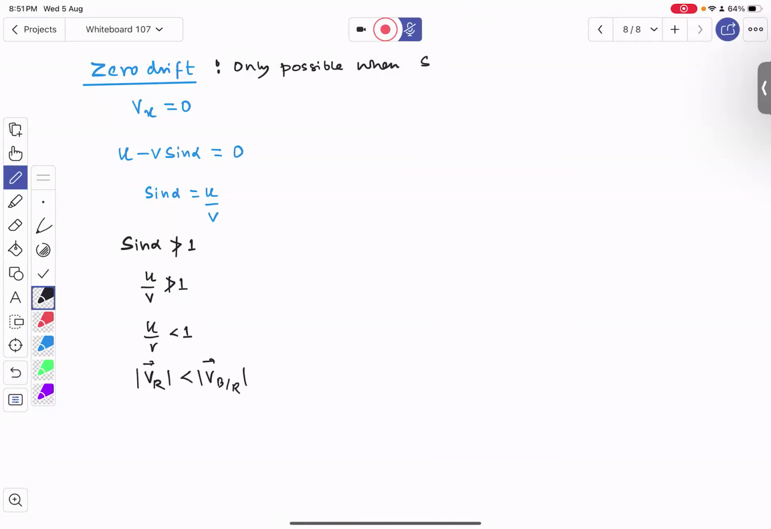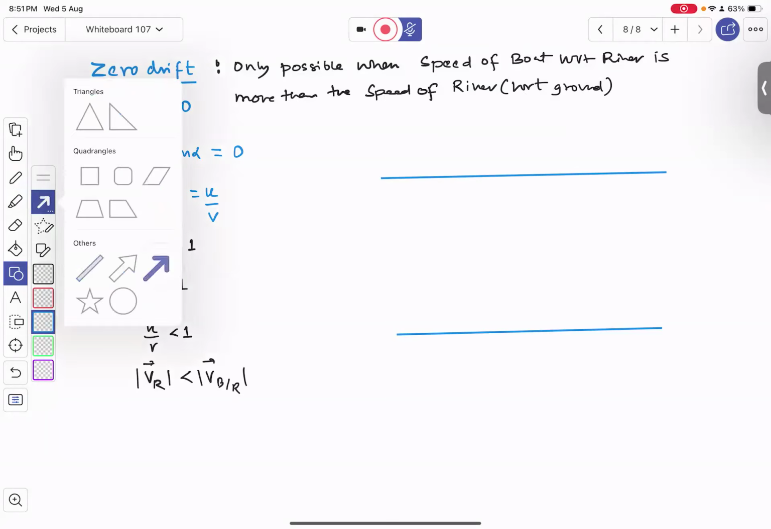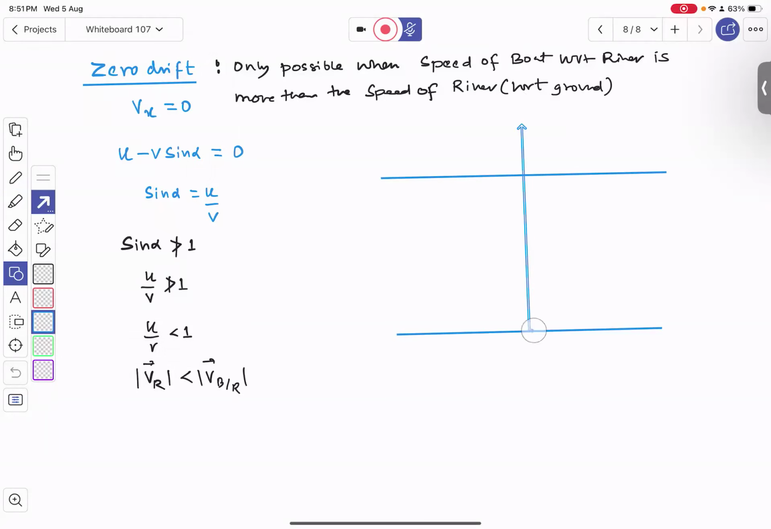when the speed of the boat with respect to the river is more than the speed of the river. Obviously, the speed of the river we are talking about is with respect to the ground frame. So in the case when we cross the river without any drift, from wherever we start on one side of the bank, we'll be reaching the opposite point of the bank.